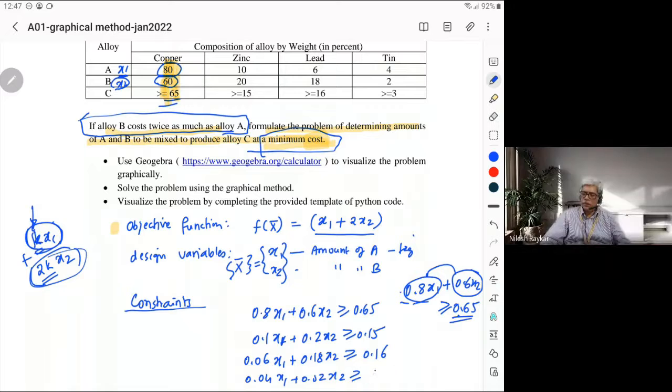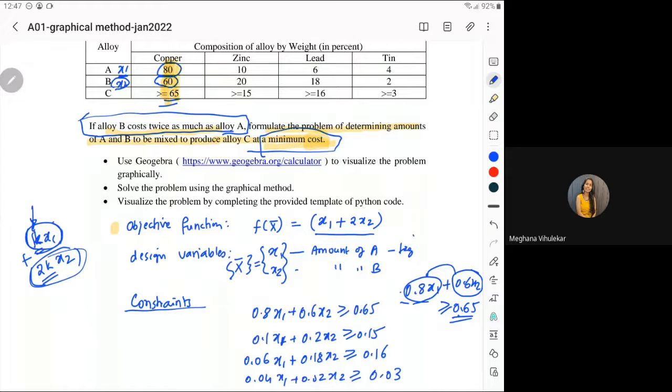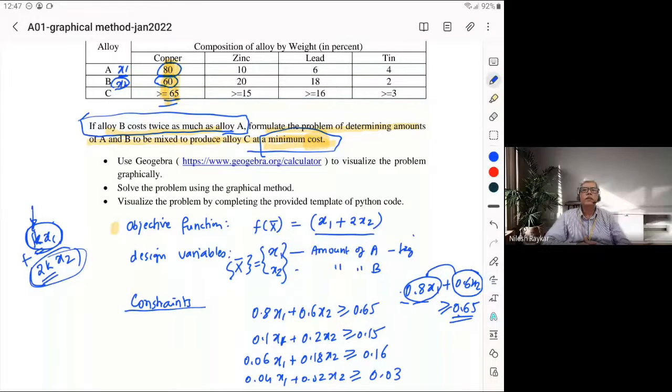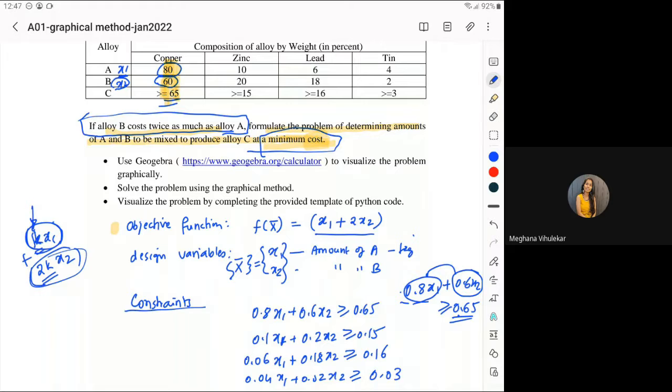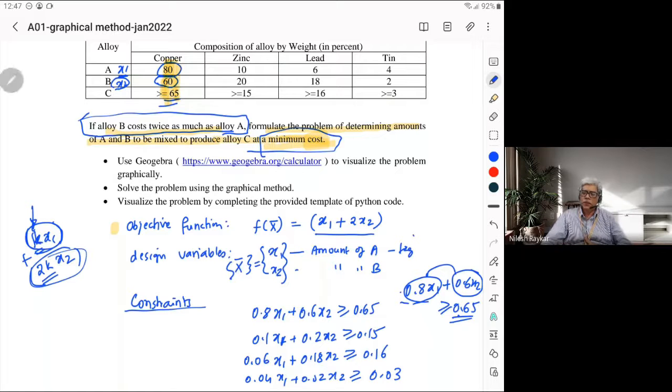Should be greater than or equal to 0.0. Yes, the 2 that we multiplied with x2 in the objective function is for the cost, so we won't be considering that while writing constraints. This is what we are trying to minimize. So we have to find out how much x1 should be there and how much x2 should be there in order to minimize the cost.